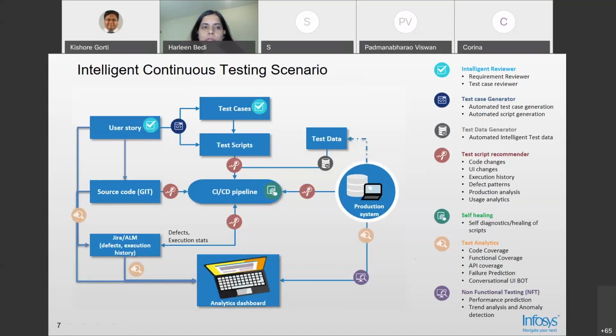Let's say there's a user story, and the same user story is being used by everybody in the team, whether a developer or a tester. The developer writes code, the tester writes the test scripts, and so on. There are various interventions. If you look at this legend, this is what I will speak through. Each legend has a particular use case or capability associated with it.